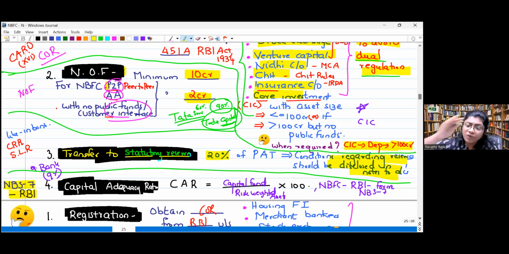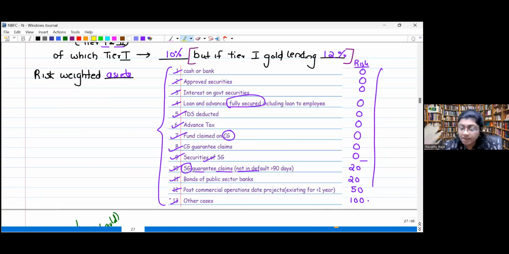Risk weight for cash, approved security, central government security is always 0. Now, for 2 things there was 20. What were those 2 things for which risk was 20? Central government claim, not state government. I mean, sorry, state government claims. Then bonds of public sector banks, state government bonds: this is 50. Any other case, it is 100.